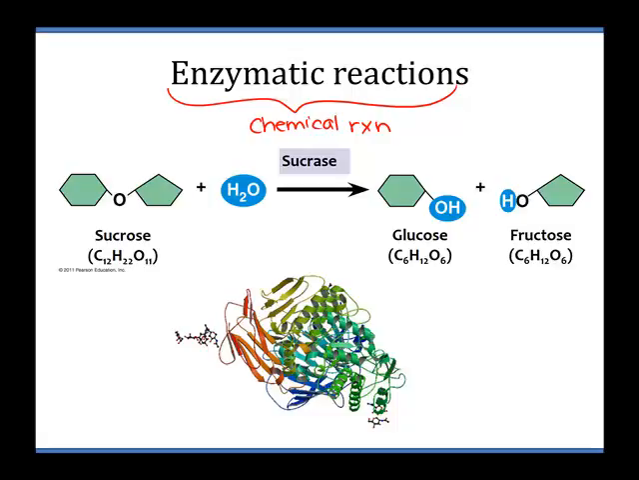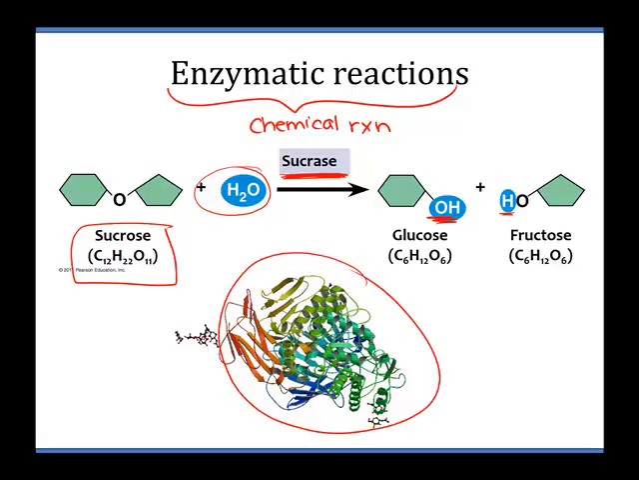So here's an example of a chemical or enzymatic reaction. Here we're taking sucrose. We're adding in water. The enzyme sucrase is going to add the hydroxyl from that water to one half of the sucrose molecule and the hydrogen to the other half. Here's what sucrase looks like right here. Remember, it's an enzyme, so it's a big protein. Here's sucrose right there.